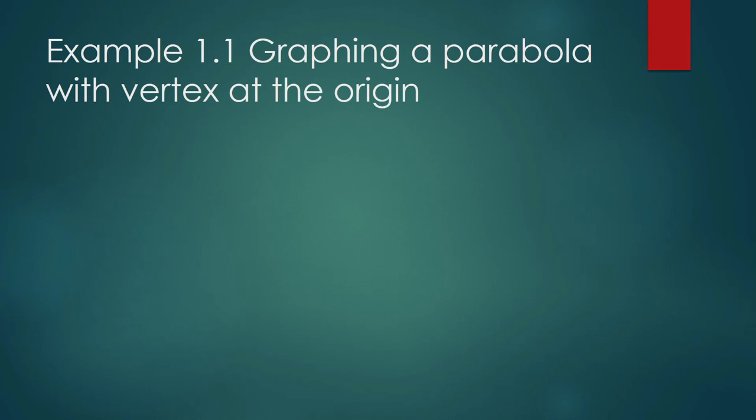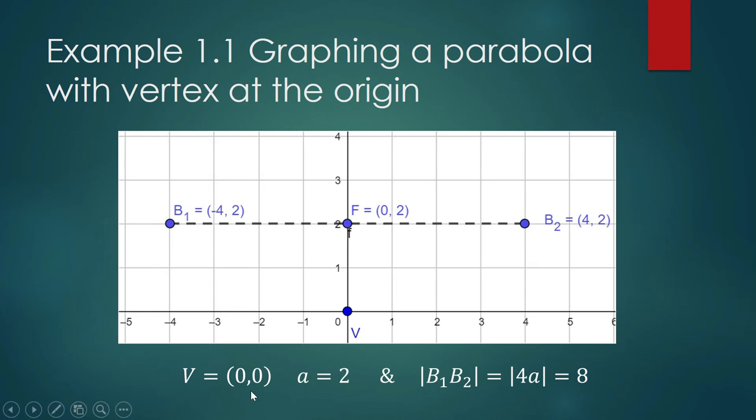We are not yet done with graphing. We are just laying down the important things that we must know so that we can sketch the graph. So what are the things that we know? Vertex at the origin. The distance of our focus is 2. It's positive. That means your focus is above your vertex. So you count 2. 1, 2.